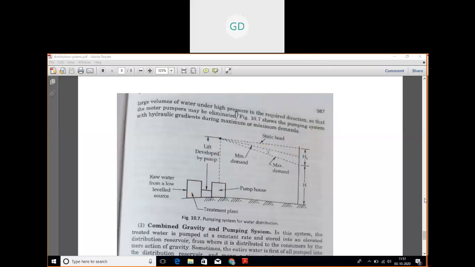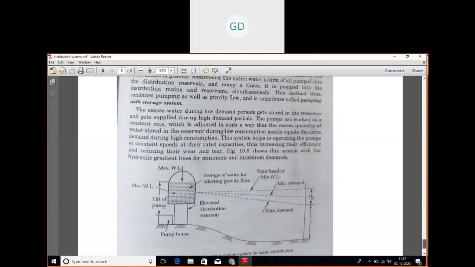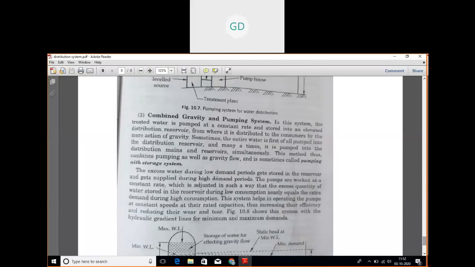Next, number three, is your combined gravity and pumping system. Here, in this system, the treated water is pumped at a constant rate and stored in an elevated distribution reservoir, from where it is distributed to the consumers by the mere action of gravity. Sometimes the entire water is first pumped into the distribution reservoir, and many times it is pumped into the distribution mains and reservoirs simultaneously.